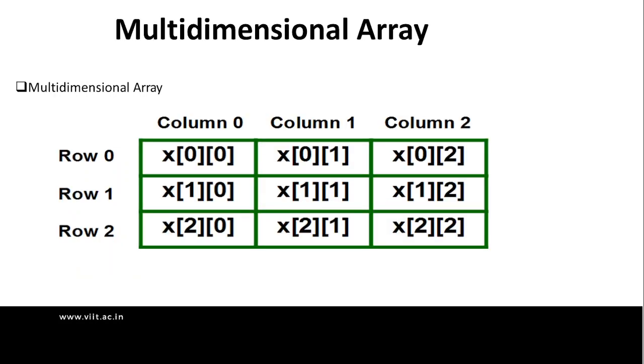In a multi-dimensional array, one dimension you can call columns, and the other dimension is rows. For example, this is a 3 into 3 array, meaning 3 is for one dimension and 3 is for the other dimension.